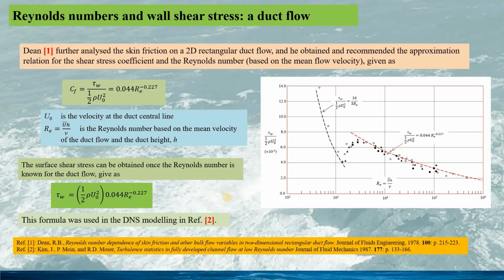This formula was used in the DNS, Direct Numerical Simulation modeling, in the reference 2. This is used for calculating the friction velocity in the duct flow, and so for calculating the wall unit for the DNS modeling grid.